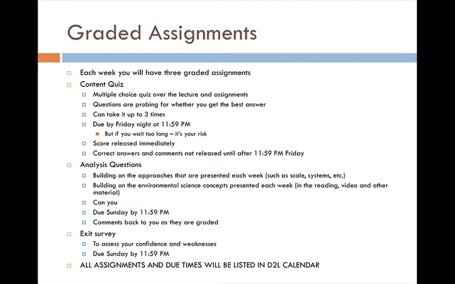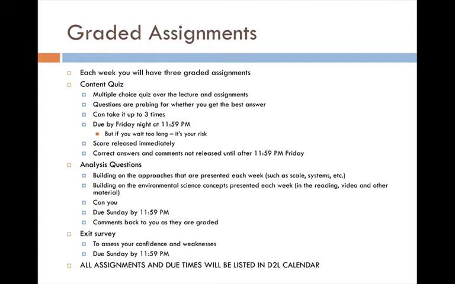The better you read the instructions for that, the better you're going to do on those questions, and those tie together the facts and the concepts and the major theme, and how we're going to try to analyze these problems and what we could do to solve them. And then at the end of each week, there's an exit survey.